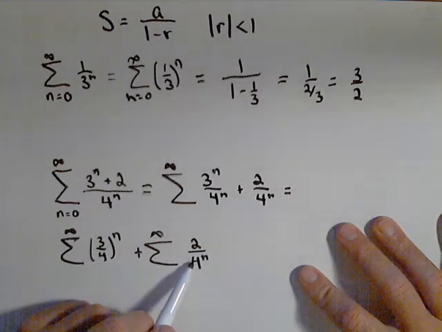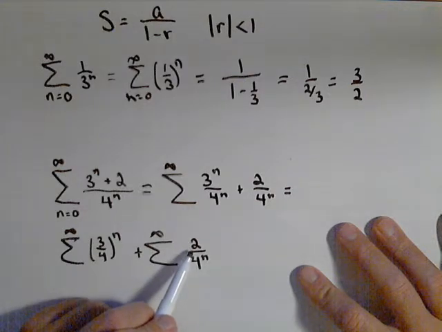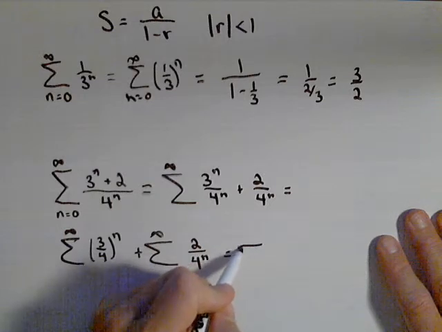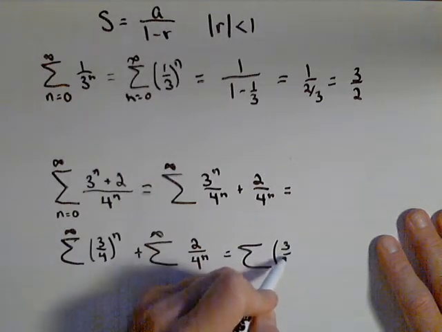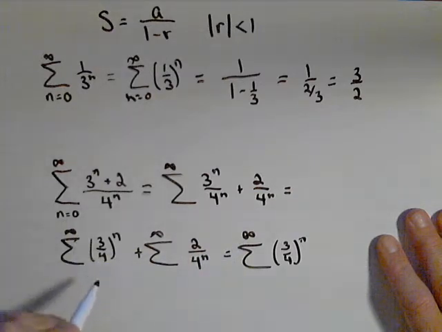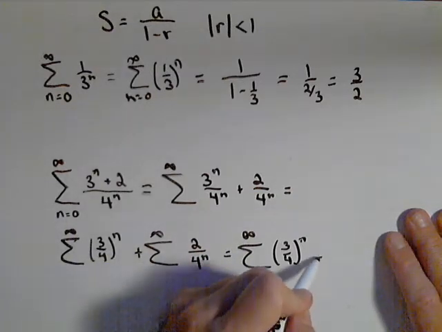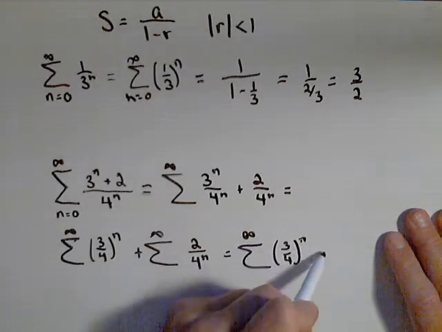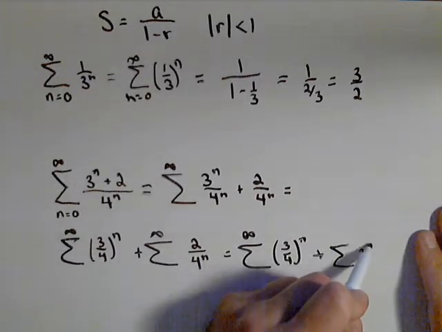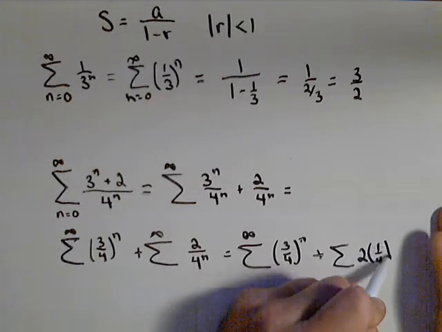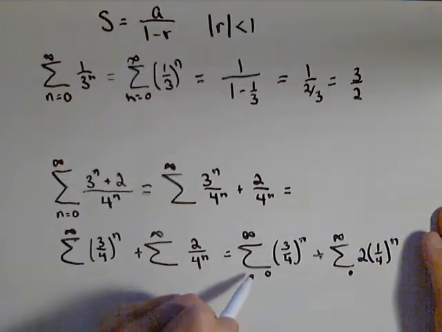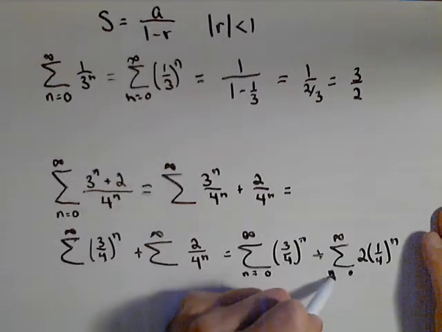This is also geometric. 2 is not being raised to the n, but the 4 is. So if I wanted to, I could rewrite that. The first one we've already said is 3/4 to the n. And both of these are starting at 0. We do want to pay attention to that when we go to sum them. Plus, we could rewrite this one as 2 times 1/4 to the n. These will start at 0 and go up to infinity.